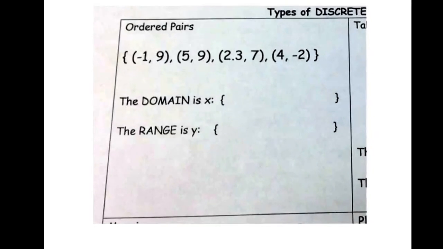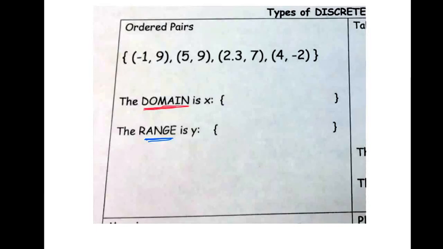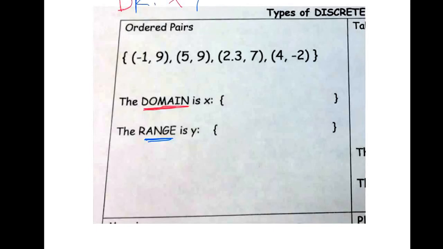What I like to do is a color coding system. So for everything domain today, I'm going to do red. And for everything range, I'm going to do blue. So we learned today that Dr. XY, so the D and the X would be red, the R and the Y would be blue. So domain, these are going to be all my X's that are listed here.